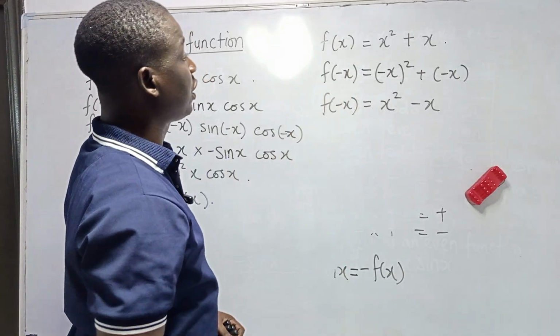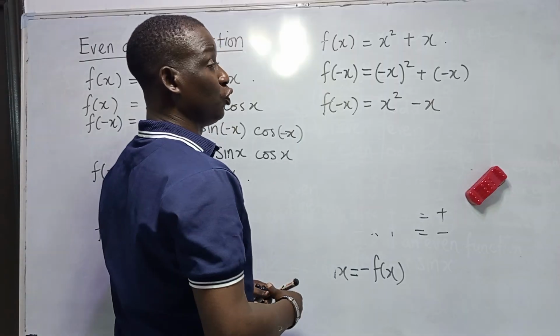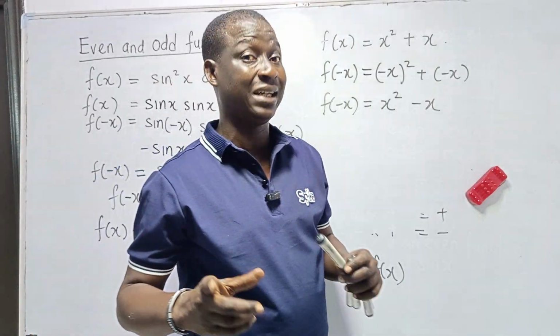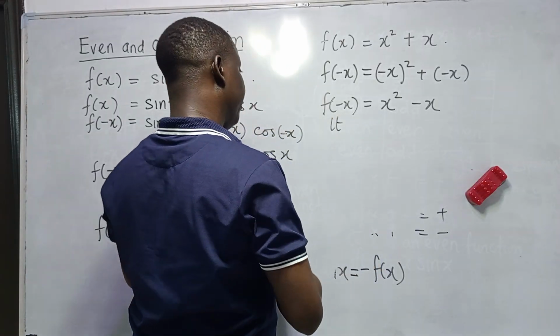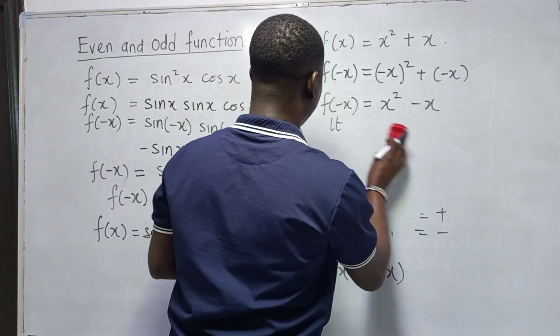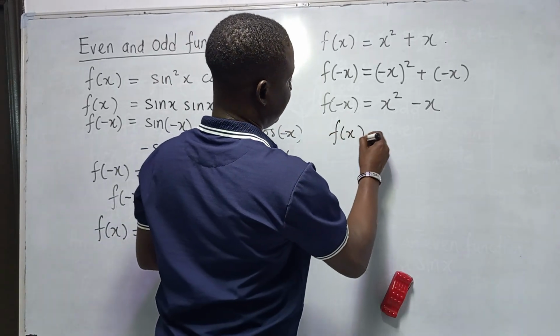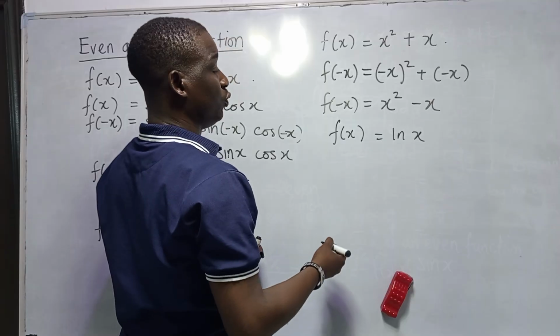So now, what do we call such a function? It is neither even nor odd. It is not both even and odd. So we should understand that language. So it is neither even nor odd. Let us take an example again. Let's say we have f of x equal to ln x. This is an example of neither even nor odd.